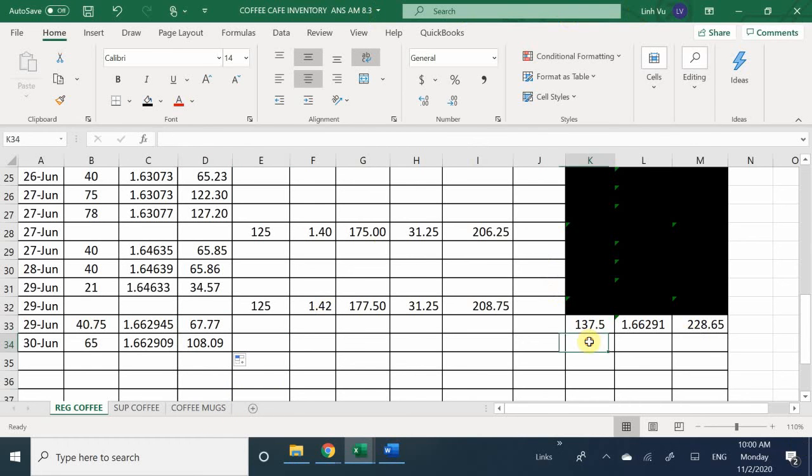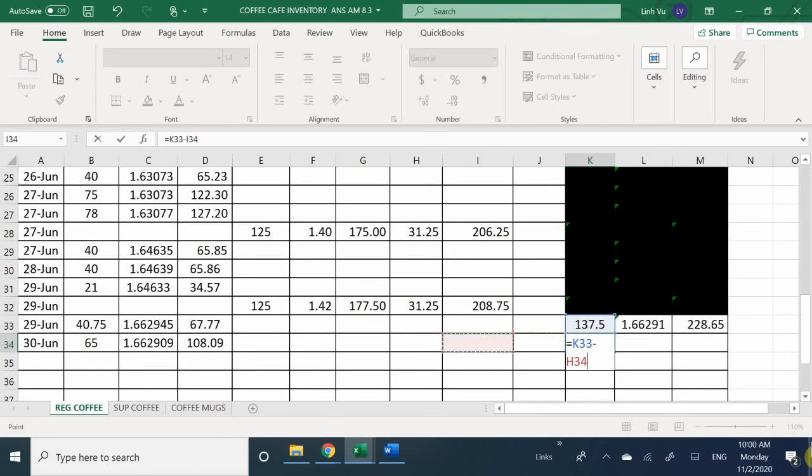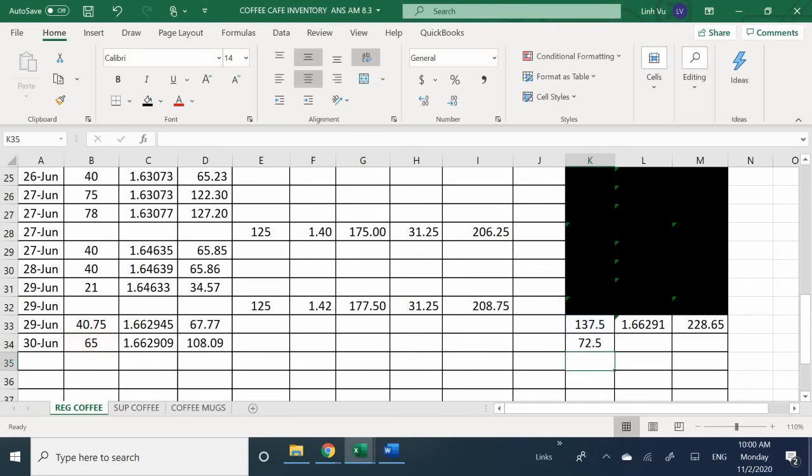So let's go ahead and update our inventory. So if we started with 137.50, and we sold a total of 65 pounds, what's my total? 72.5. 72.5. Good.